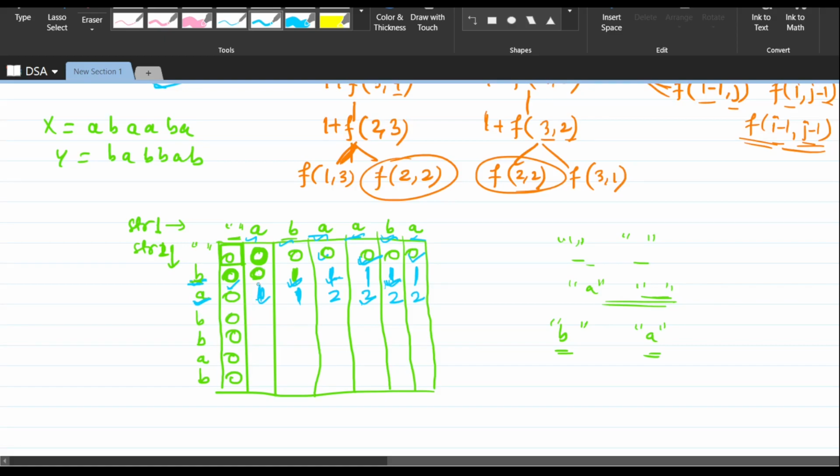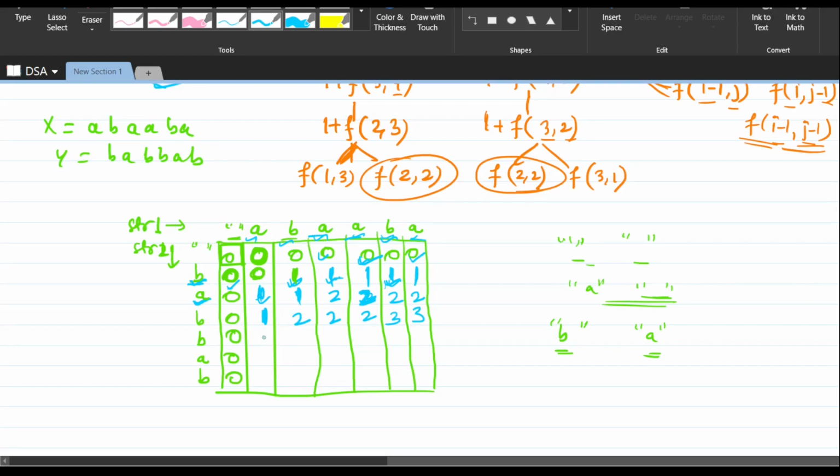Then similarly, I will fill the table. So b and a is not equal, so it will be 1. b and b is equal, so it will be 2. b and a is not equal, so it will become 2. b and a is not equal, so it will become 2. Then b and b, so it will become 3, because here we have 2, so 2 plus 1 will become 3. Then here b and a is not equal, so the maximum will be 3.